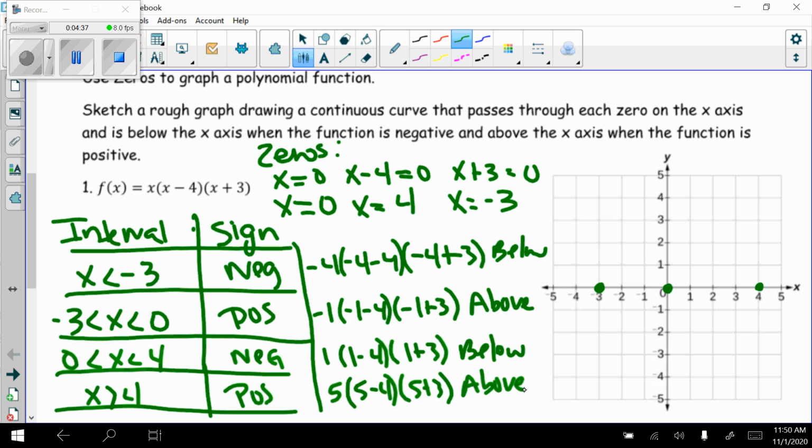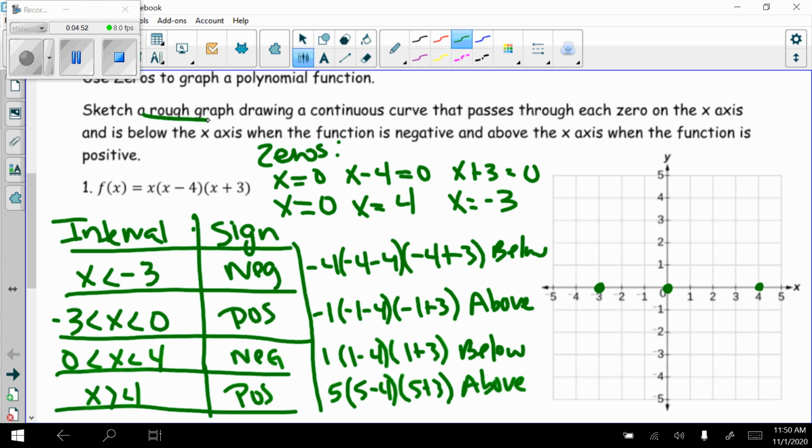Remember we said up here, sketch a rough graph. Okay, so this is a rough sketch. We're not going to have the y values exact. We're not interested in that. We're just interested in the rough idea of what it looks like.